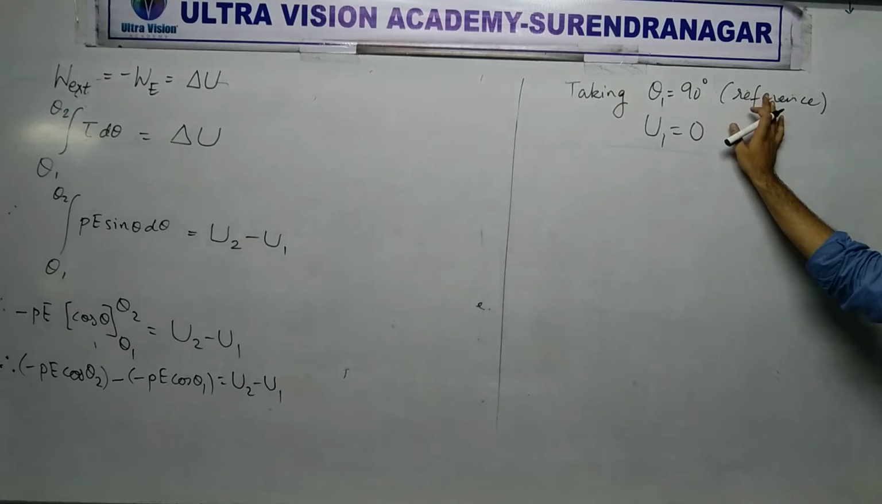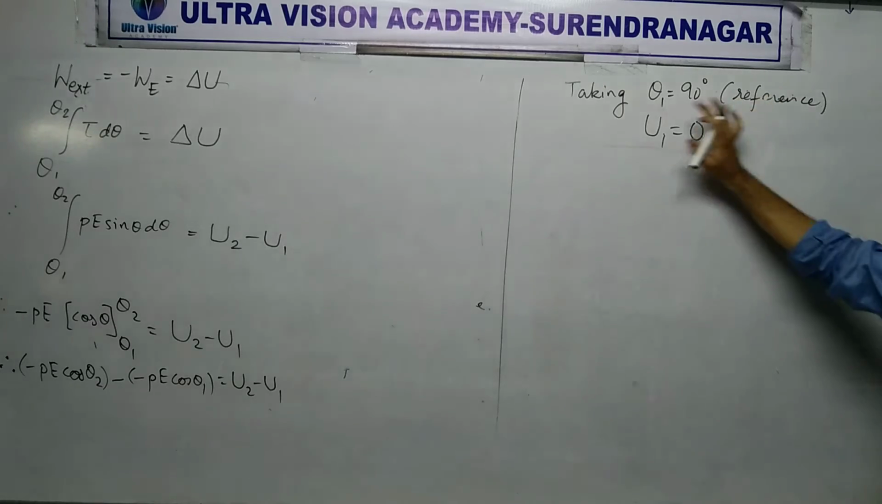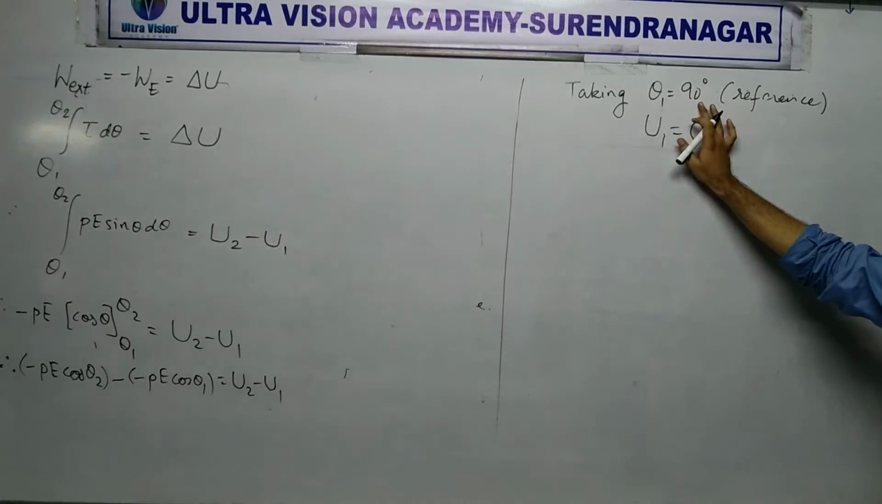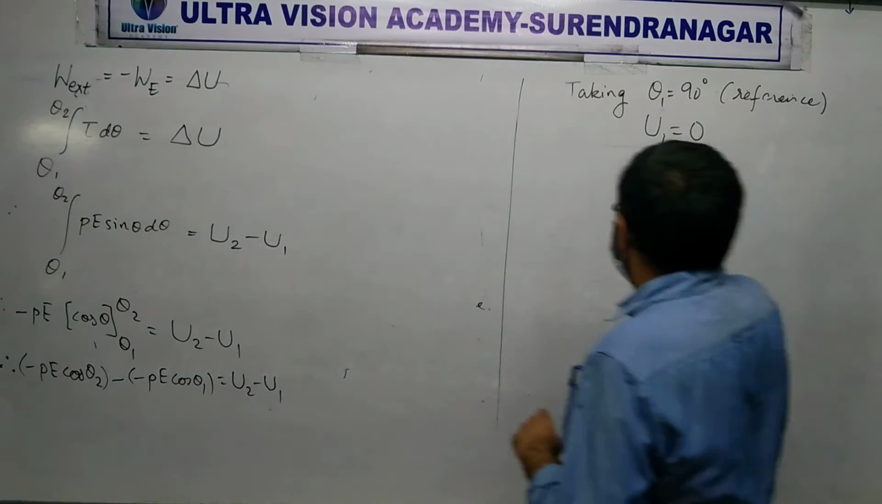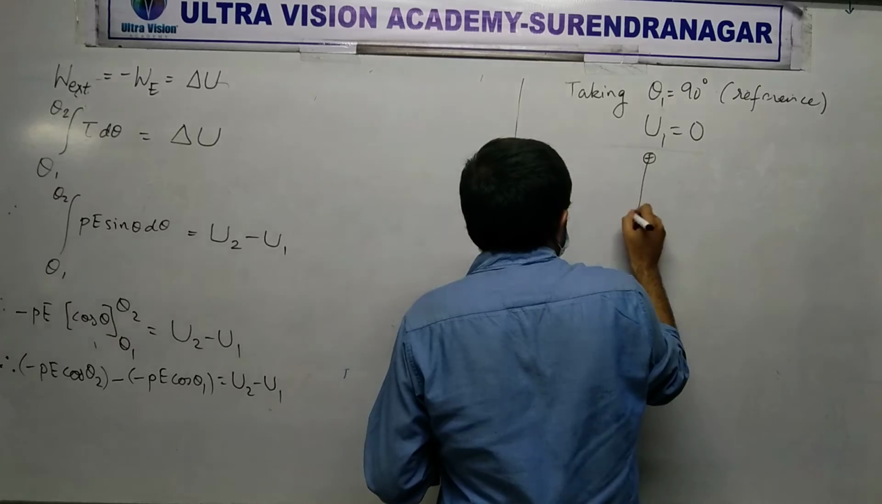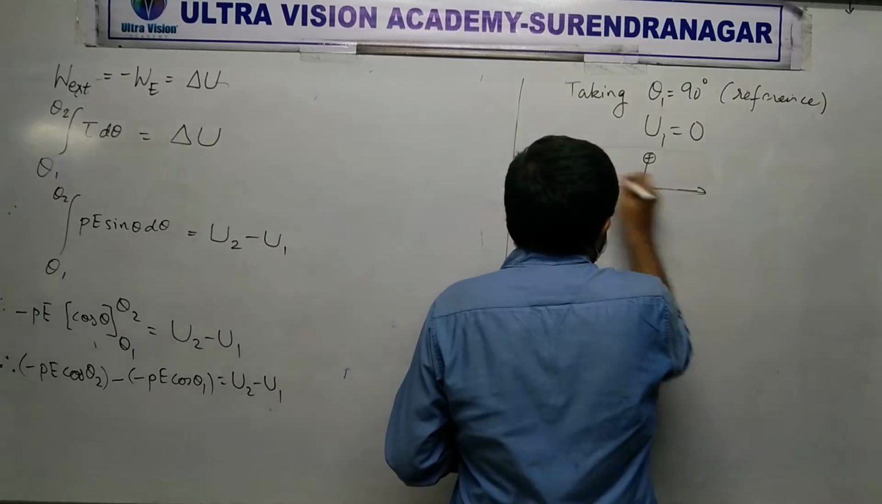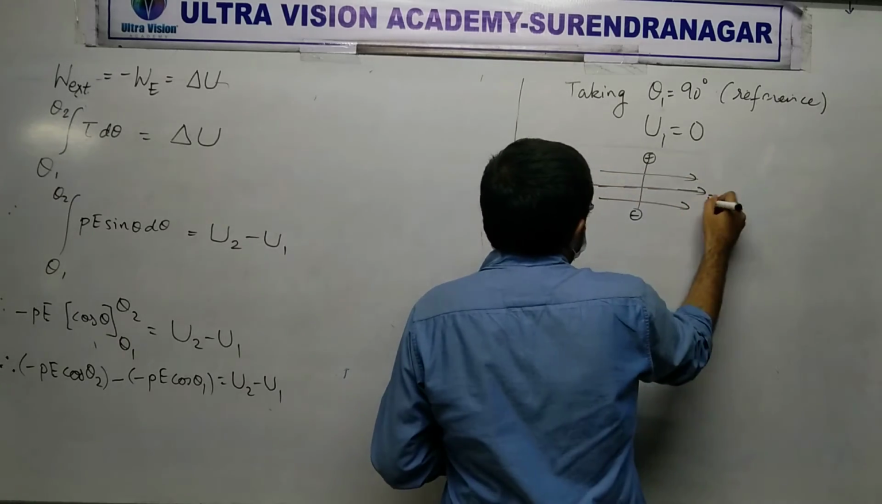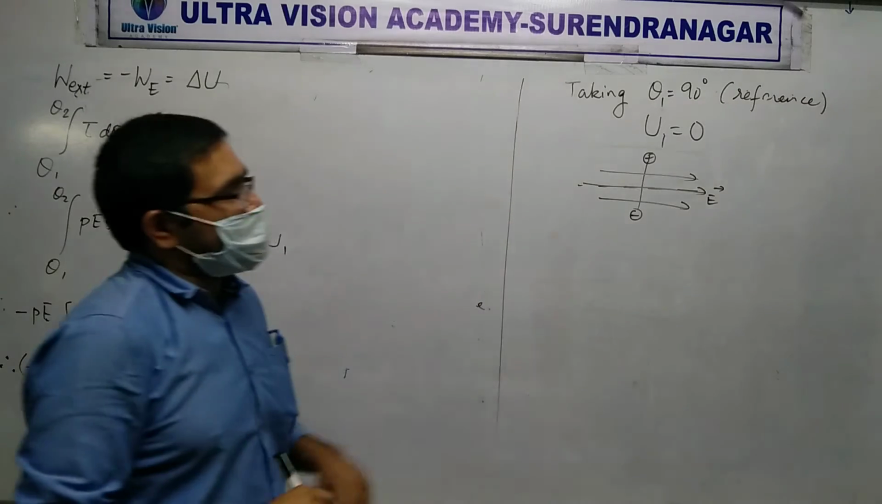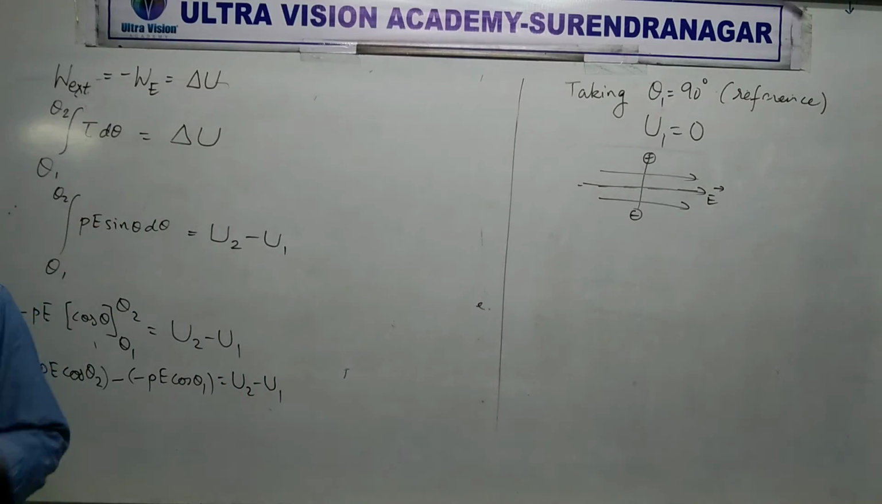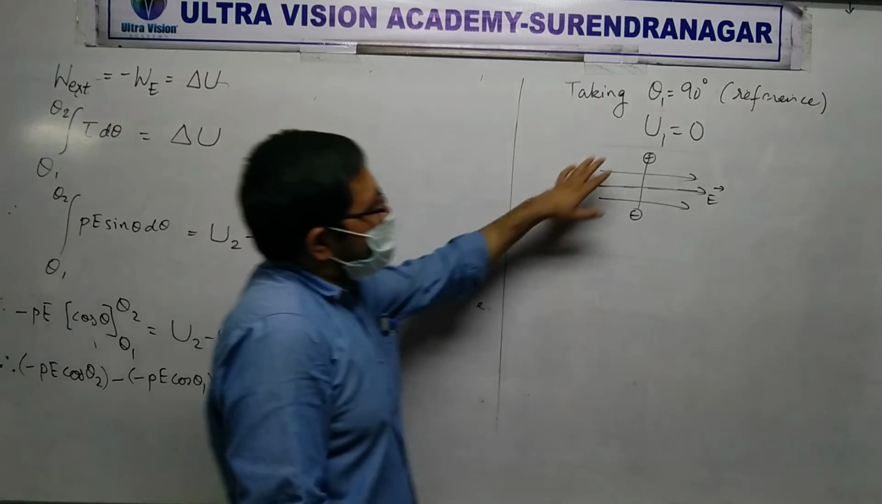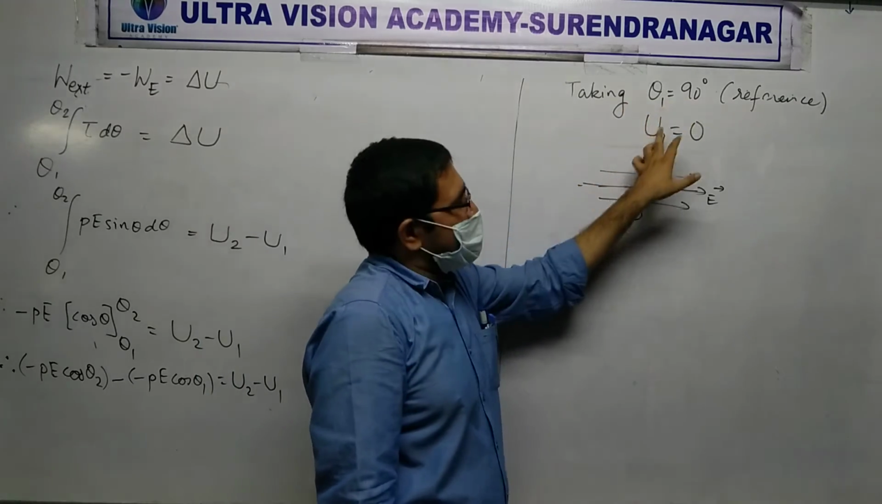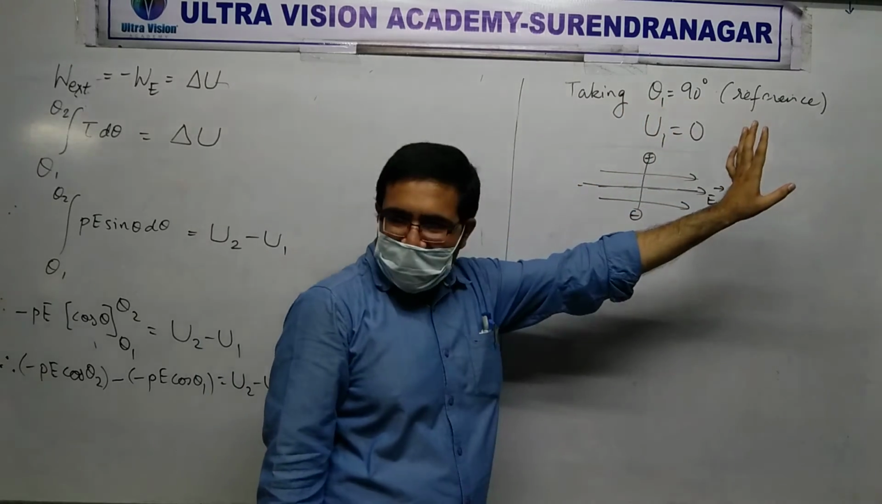Everyone get that? So theta 1 equal to 90 degrees is the reference point. That is when the dipole is like this, and field lines are like this. We are taking this situation as the reference: theta 1 is 90 and U1 will be 0 for reference.